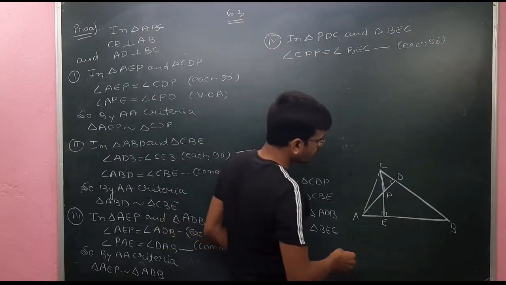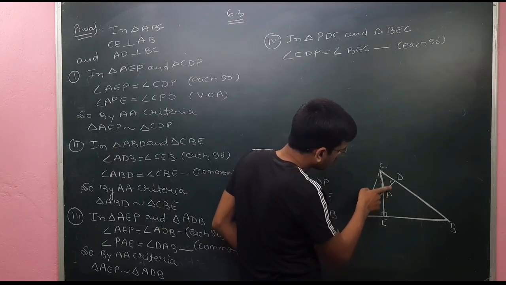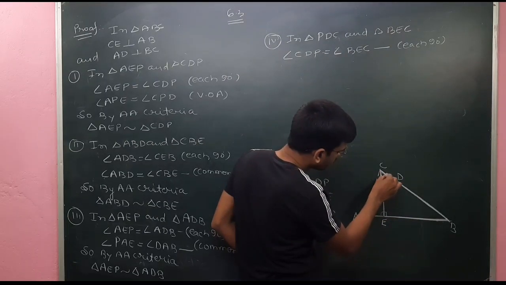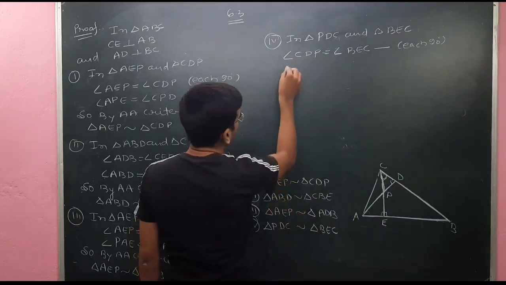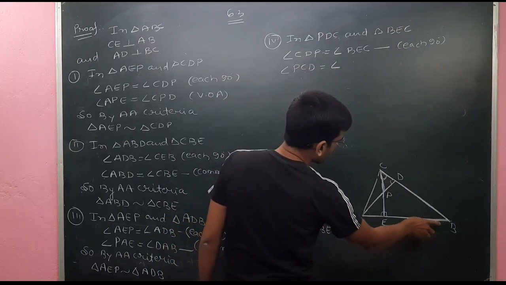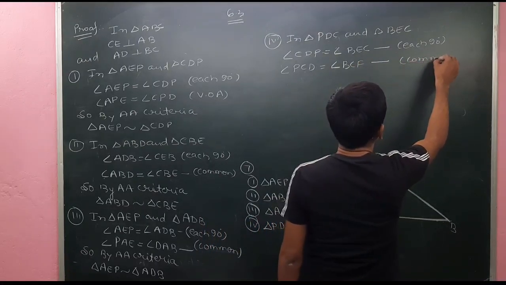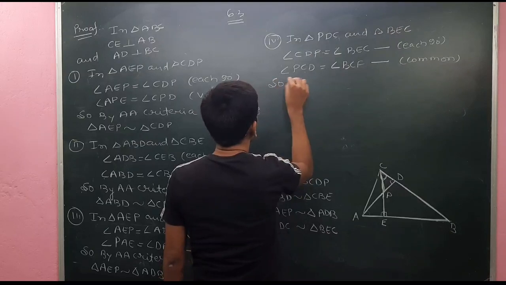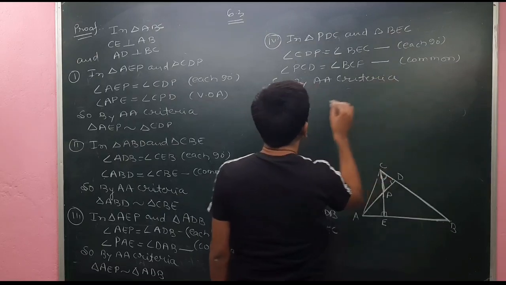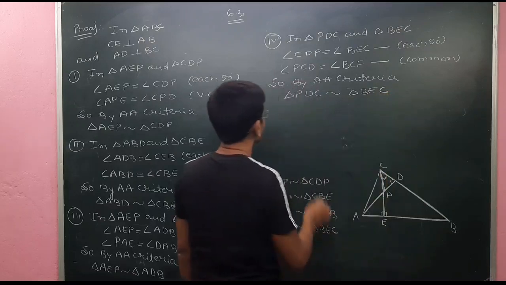And you can see that in angle PDC and angle CBE, angle C is common for both triangles. Angle PCD is equal to angle BCE. This is the common angle for both triangles. So by the angle criteria, triangle PDC is similar to triangle BEC.